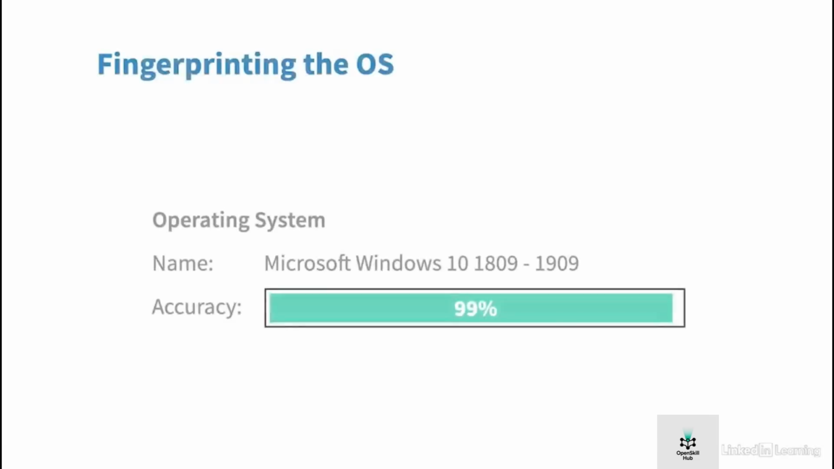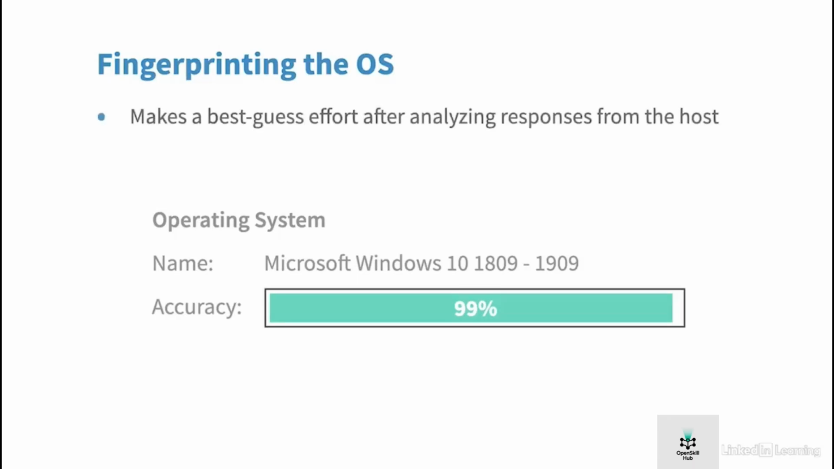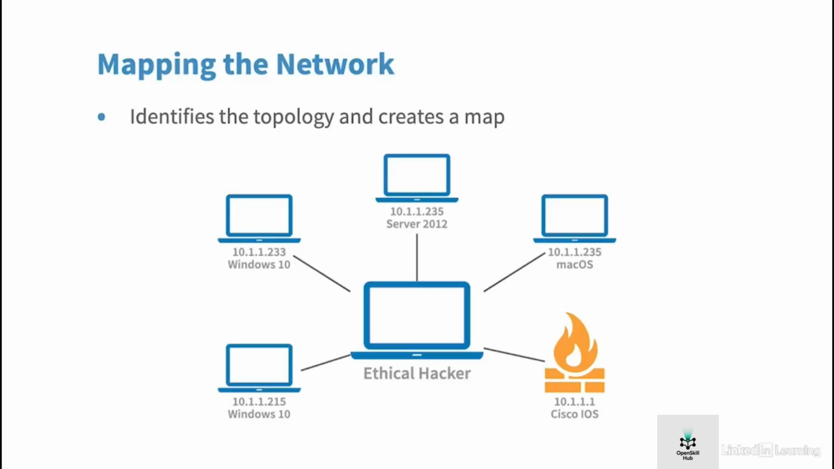Beyond identifying services on a host, the team often conducts scans to determine the operating system of the target. This is achieved using a method known as fingerprinting, which estimates the operating system based on the analysis of responses from the host. For instance, consider the output of a scan that indicates with 99% accuracy that the operating system is Windows 10. Finally, upon completing all scans, the scanner can identify the topology and construct a logical map of the network.